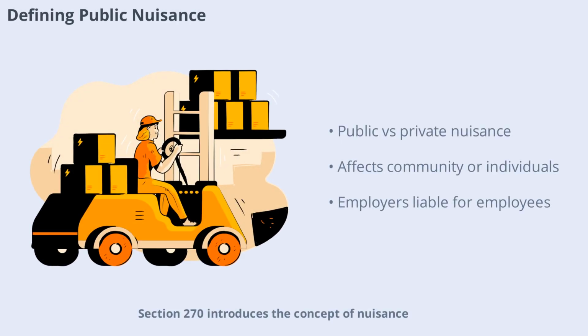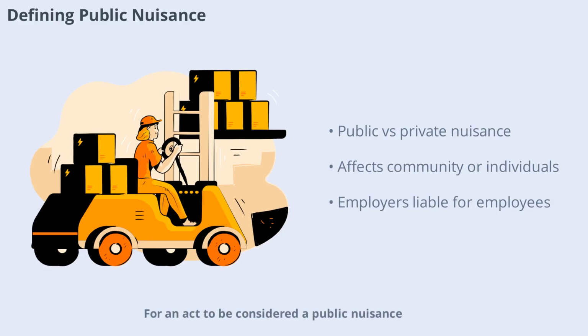Section 270 introduces the concept of nuisance, which refers to anything causing inconvenience, annoyance, or damage. Nuisance is categorized as either public or private. Public nuisance affects the community at large, causing substantial annoyance to all, while private nuisance impacts specific individuals, usually relating to their property or home.